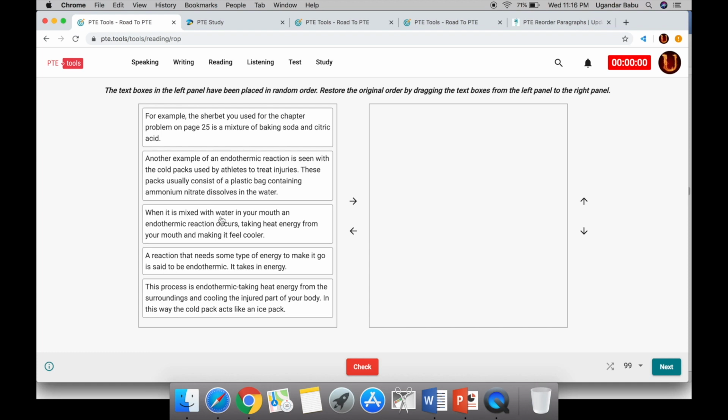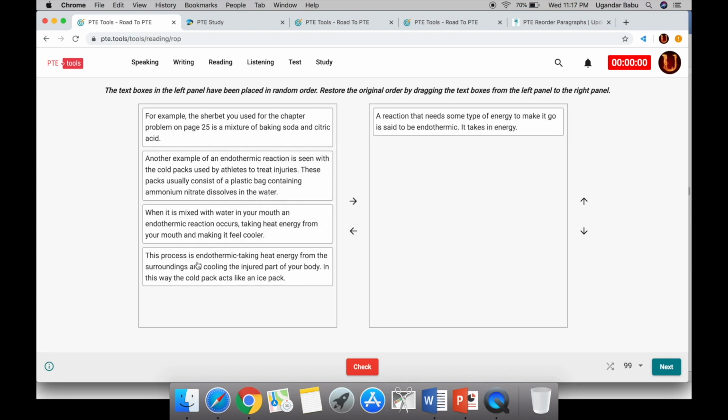When it is mixed with water. Here they are talking about something that is mixed. So the noun for this pronoun is mentioned somewhere. A reaction that needs some type of energy to make it go is said to be endothermic. It takes in energy. Here they have mentioned a reaction and this is easily understandable and is not dependent on any other sentence. So this should be the independent sentence. This process is endothermic. Here they didn't talk about any process. They just mentioned a reaction that needs some type of energy and it is endothermic. So this is the definition of endothermic.